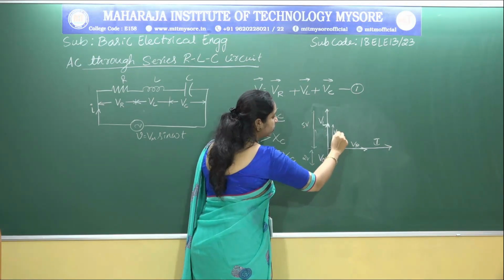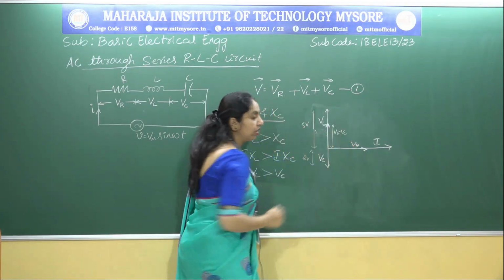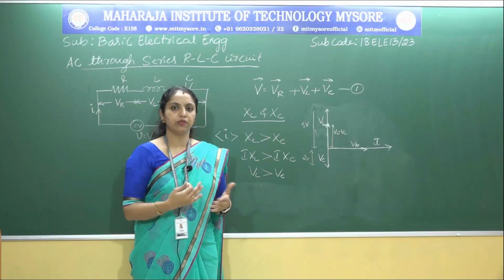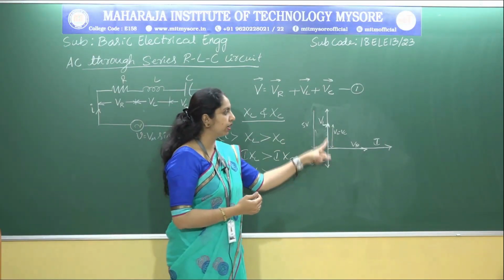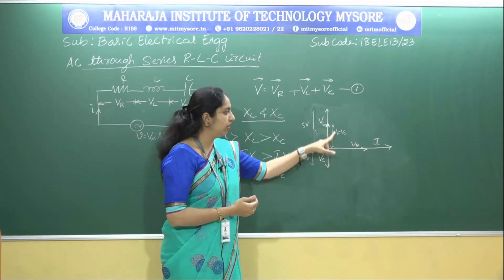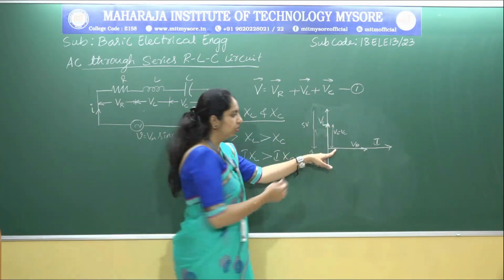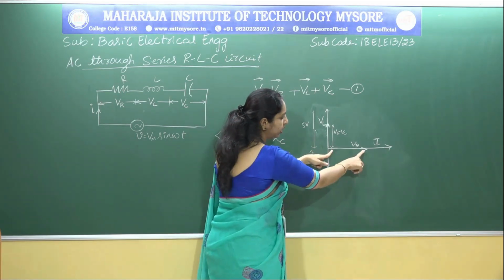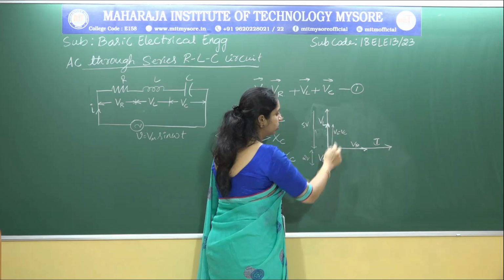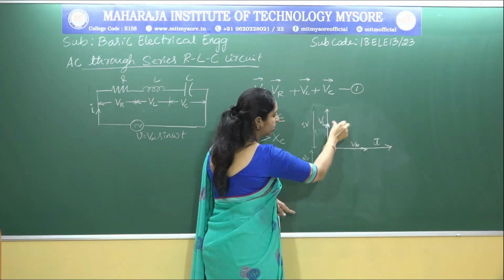So which can be written as VL minus Vc. As I have already indicated, the resultant of VL and Vc will be directed towards VL, and this current lags behind VL minus Vc. Now we know where this VR is and we know the term VL minus Vc. So now this will be treated as VL minus Vc.